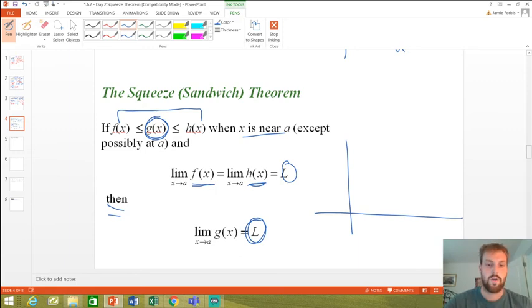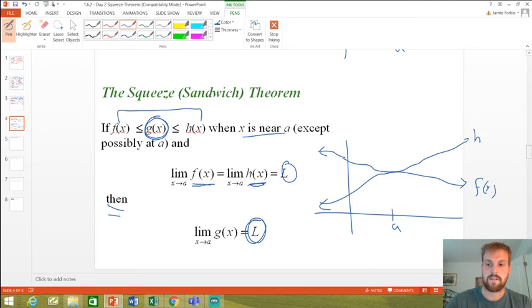Okay, so let's say here's a, and here's f of x. Now we also have h of x, and h of x is bigger than f of x for every value of x except maybe at a. Let's say we have that right there as h of x. The reason I made them touch at a is because their limits are equal.